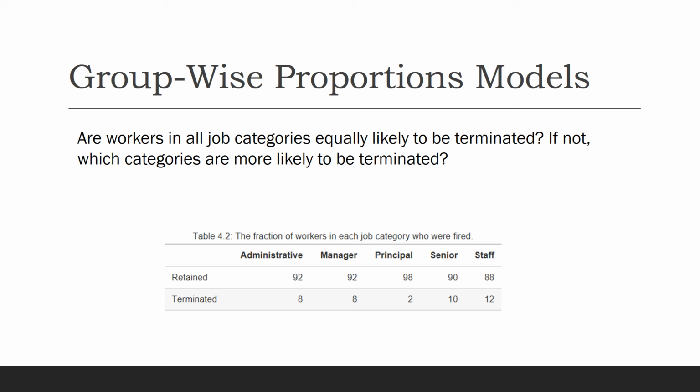Now we can see that among jobs that are categorized as senior, 90% of people were retained, whereas staff, 88% were retained. That is a difference, but is it a big enough difference to be meaningful? And are we sure that it's a real difference, that senior staff are less likely to be laid off and more likely to be retained? Or is it a difference that's so small that it might be due to random chance? These are all things that we're going to consider later in the course.